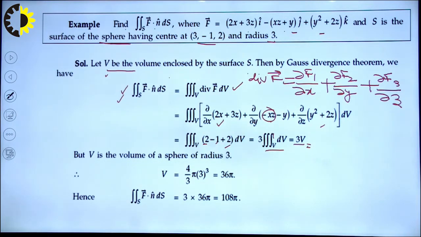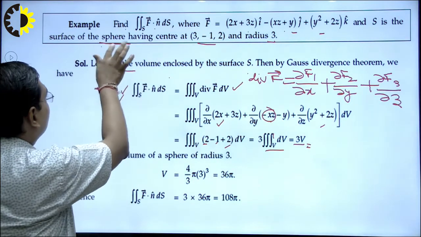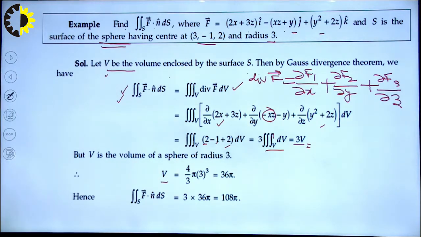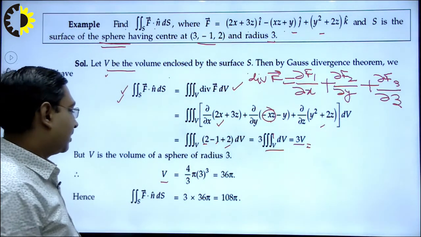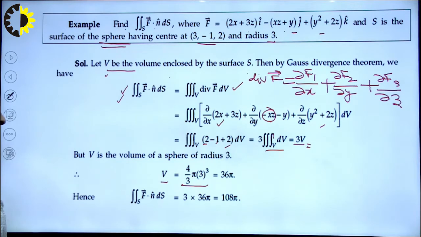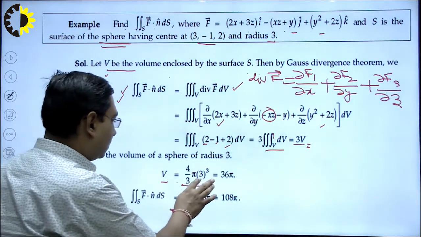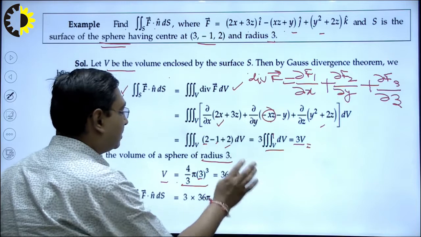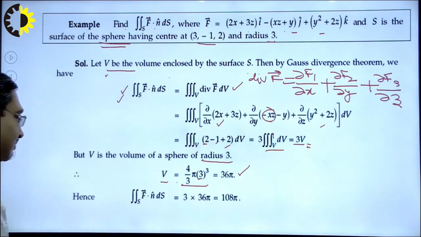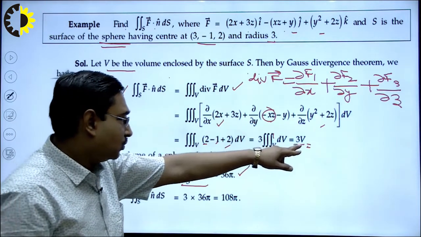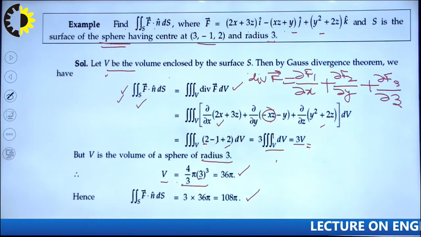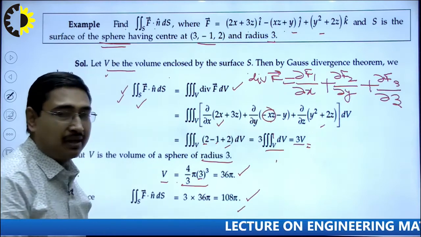Because this surface is the surface of a sphere, V will be the volume of a sphere. We remember that the volume of a sphere is 4 upon 3 pi r cube, where r is the radius of the sphere. So it will be 4 upon 3 pi times 3 cube, because the radius of the sphere is 3, and simplifying I obtain 36 pi. Substituting this value in place of V, the value of the integral of f dot n dS will be 3 times 36 pi, which is 108 pi.